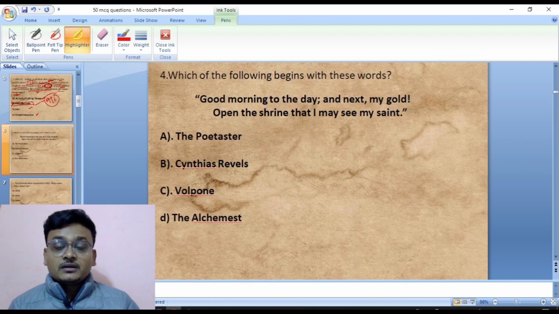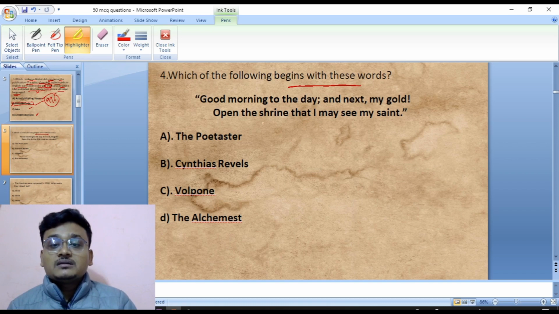Which of the following plays begins with these words: "Good morning to the day, and next my gold, open the shrine that I may see my saint"? The options are The Poetaster, Cynthia's Revels, Volpone, The Alchemist. So option C, Volpone, is the right answer.